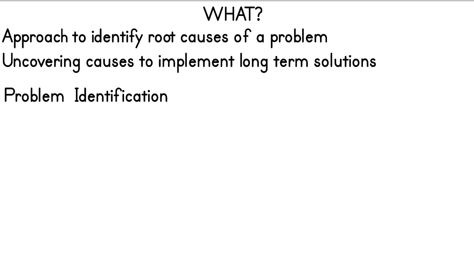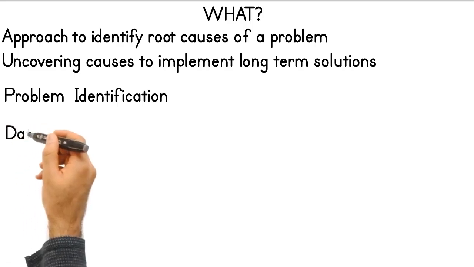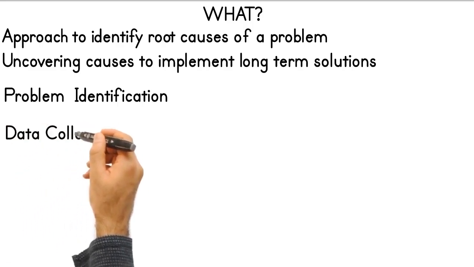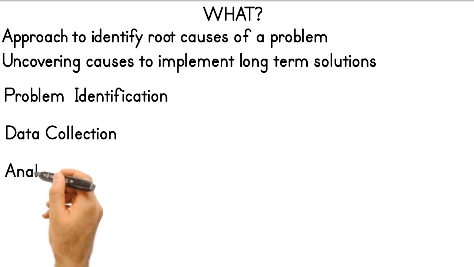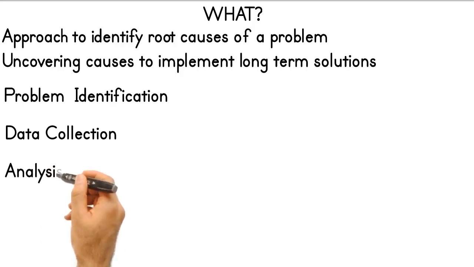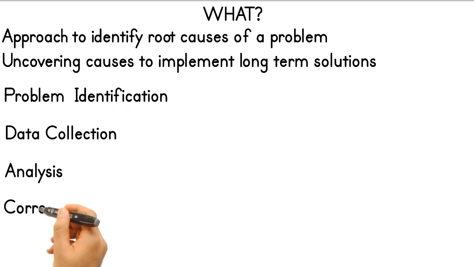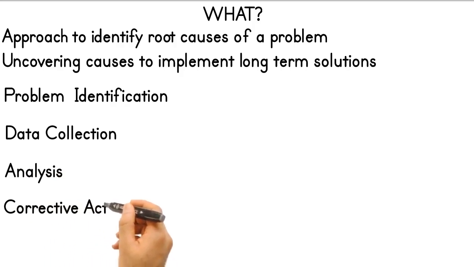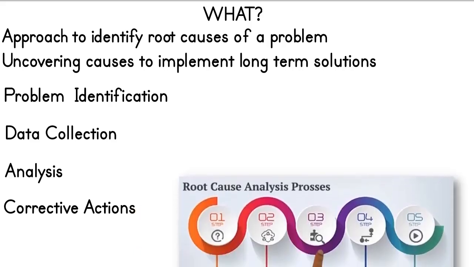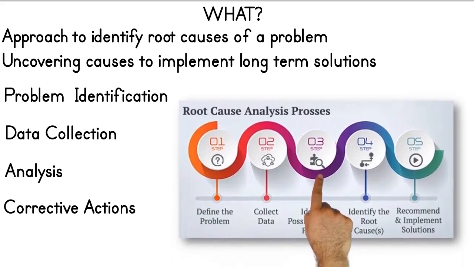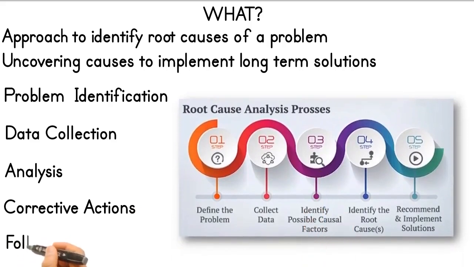Core components of RCA. Problem identification: recognizing that an issue exists and understanding the extent of its impact. Data collection: gathering relevant information and evidence to help pinpoint the causes of the problem. Analysis: using various tools and techniques like 5 whys, Fishbone diagram, fault tree analysis, to investigate and identify the root causes. Corrective actions: developing and implementing strategies to eliminate or mitigate the root causes. Follow-up: ensuring that the corrective actions are effective.